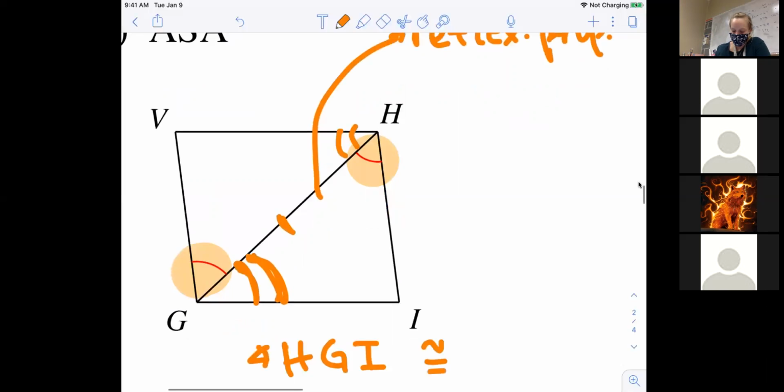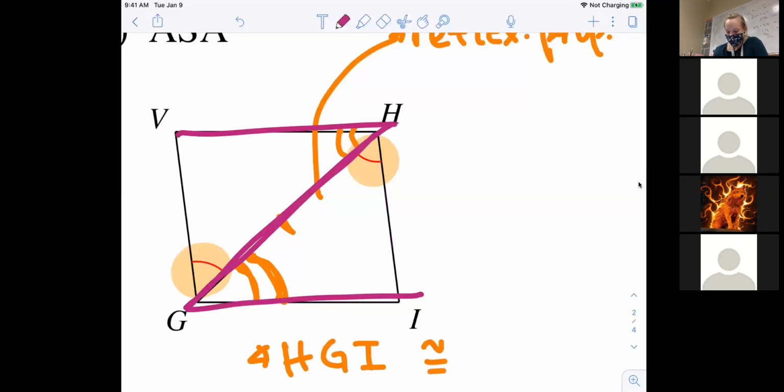Okay, so Kamara went HGI. That works. Can someone name the other one in that exact same order? Caleb? IHG is not this one right here. VHG. You got the right angle now, but I want my vertices to match.